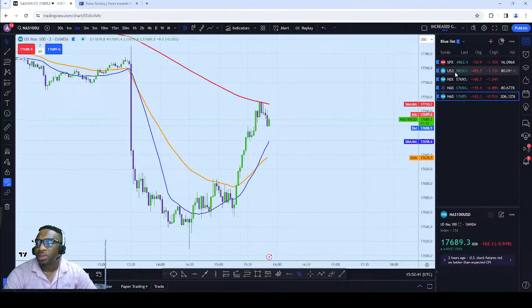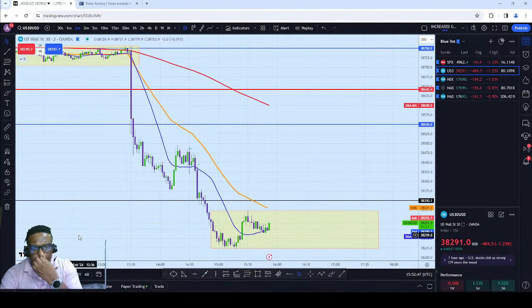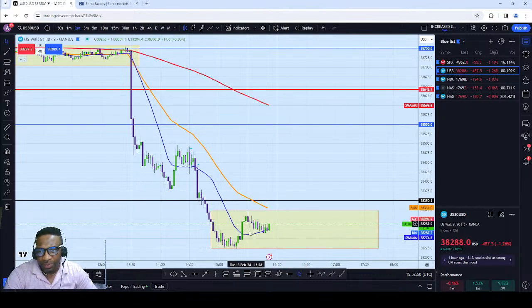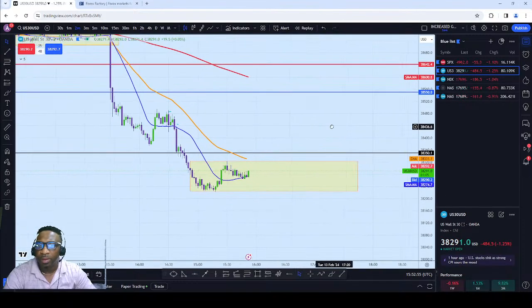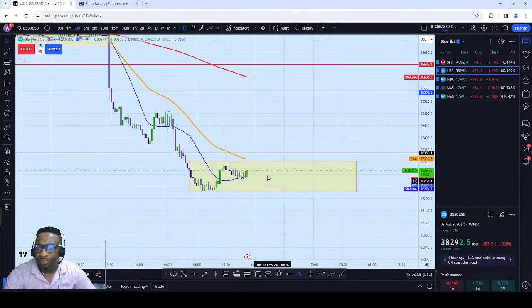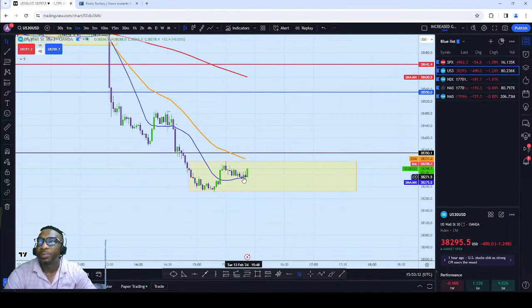Let's see what US 30 is doing. Okay, so US 30 is still in this area. Still here, and it's being held up by the 20 moving average.